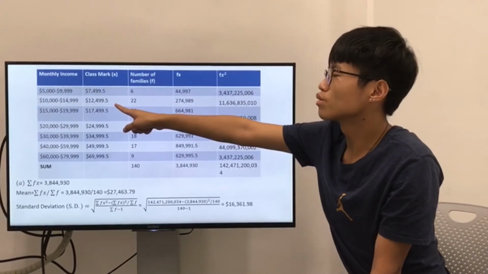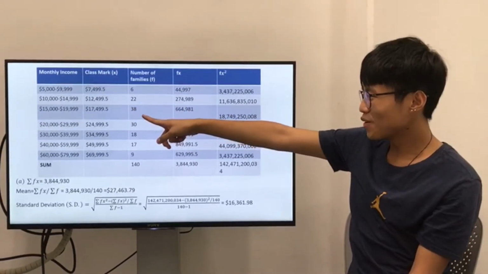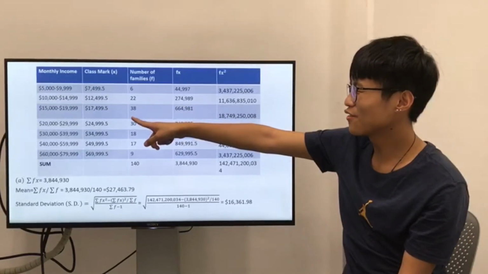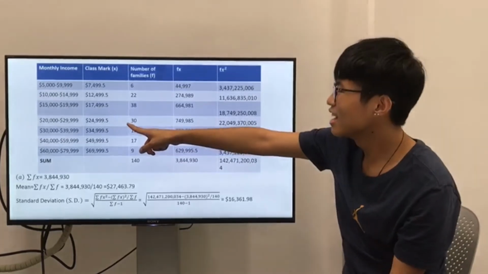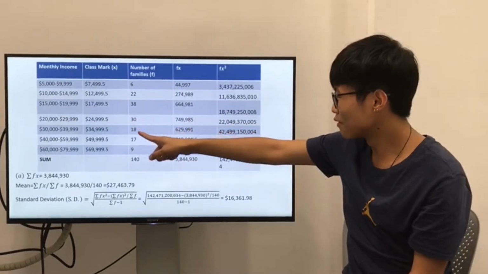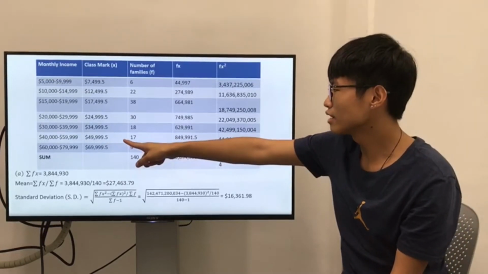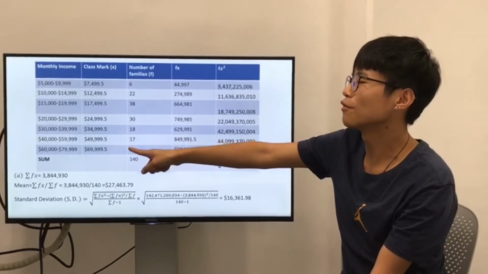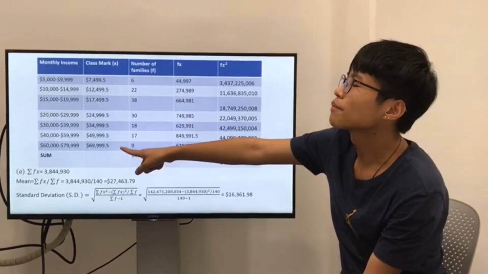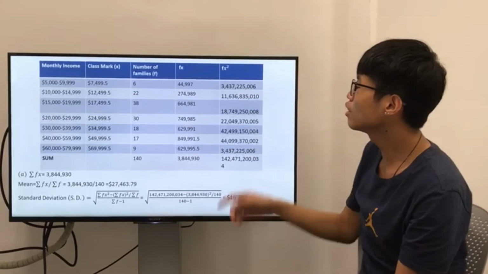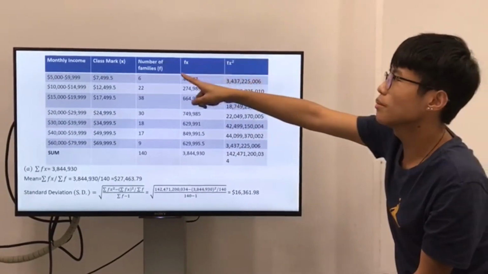12499.5, and the third is 17499.5, and the fourth is 24999.5, the fifth is 34999.5, and the sixth is 49999.5, and the seventh is 6999.5. And we also need to add a new column called fx.